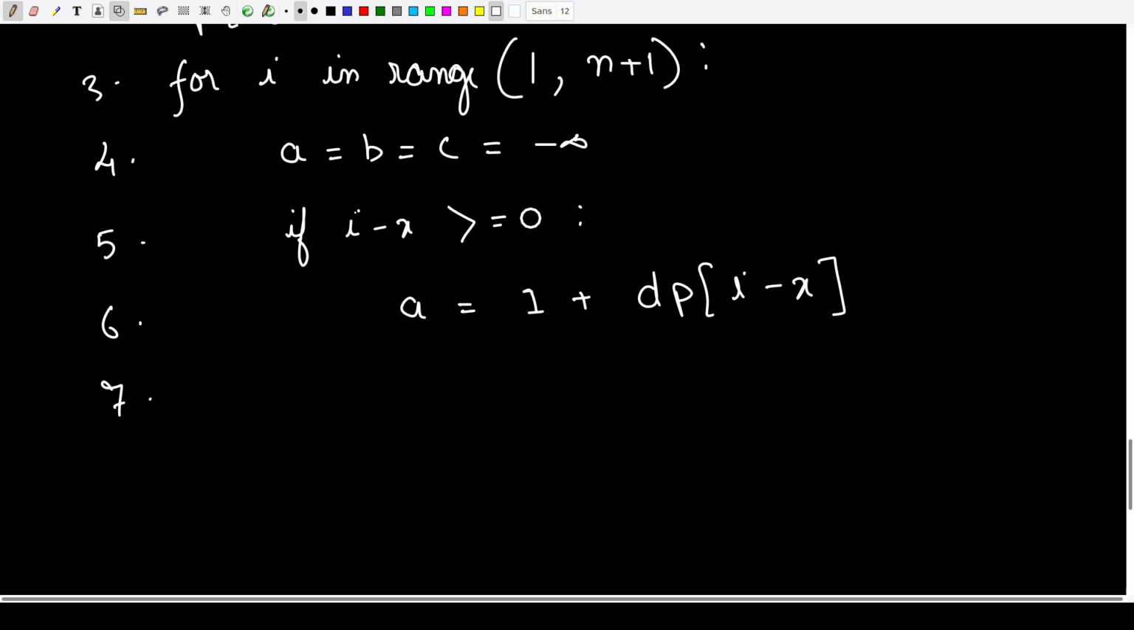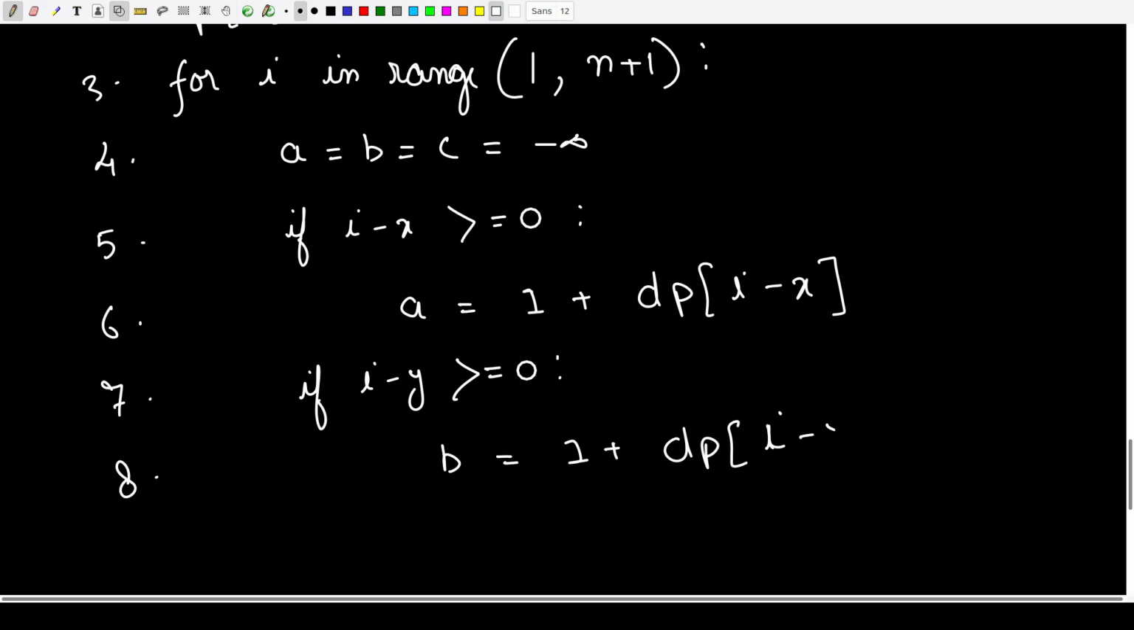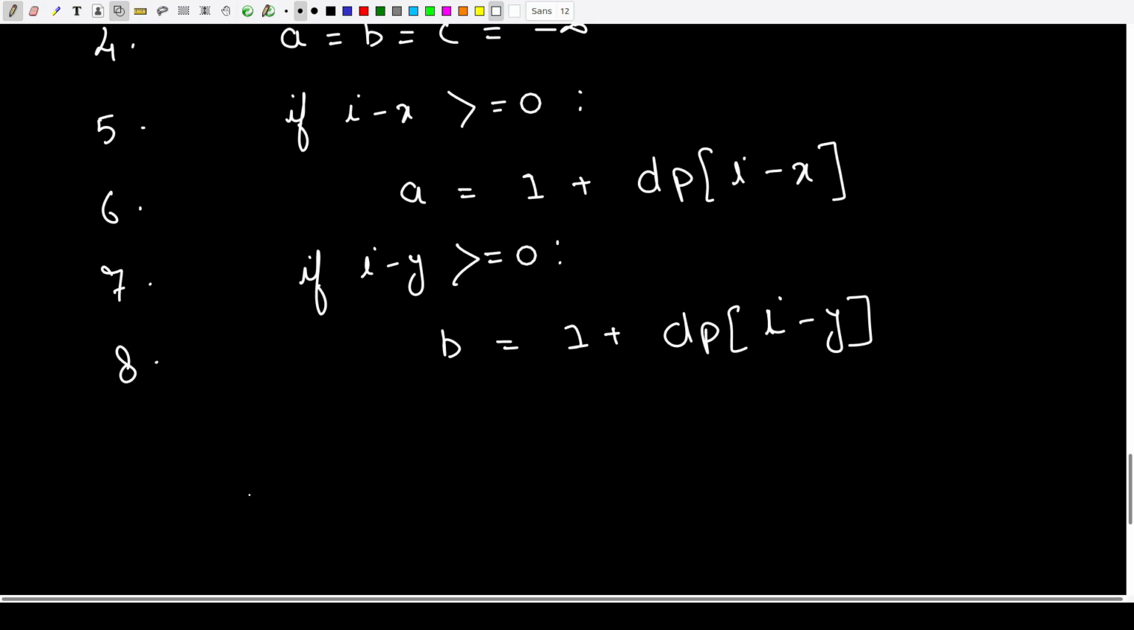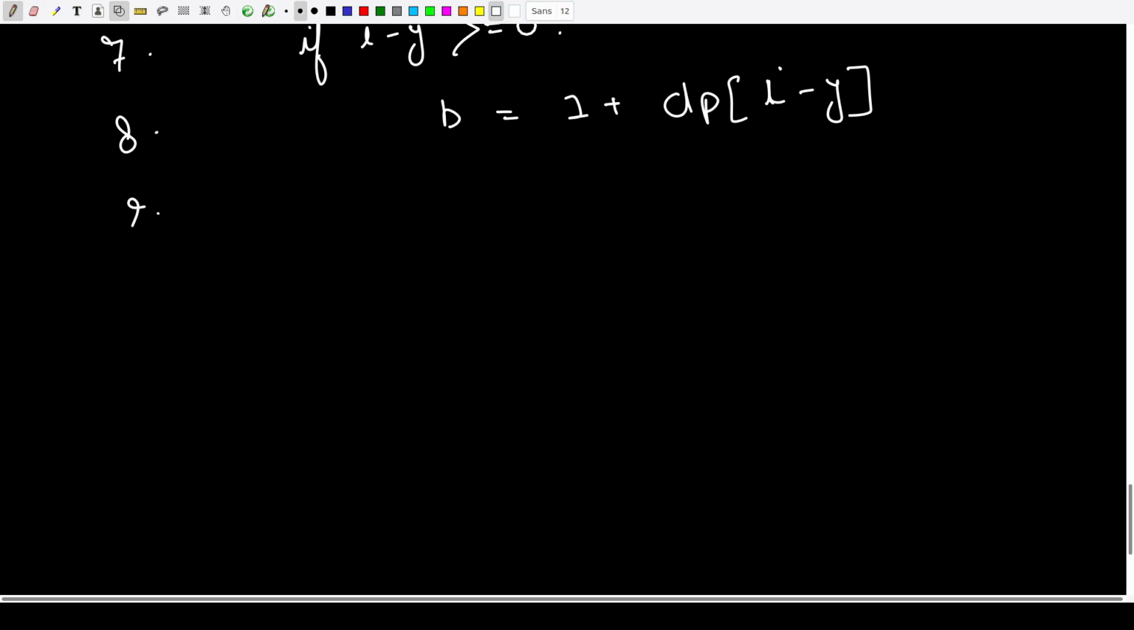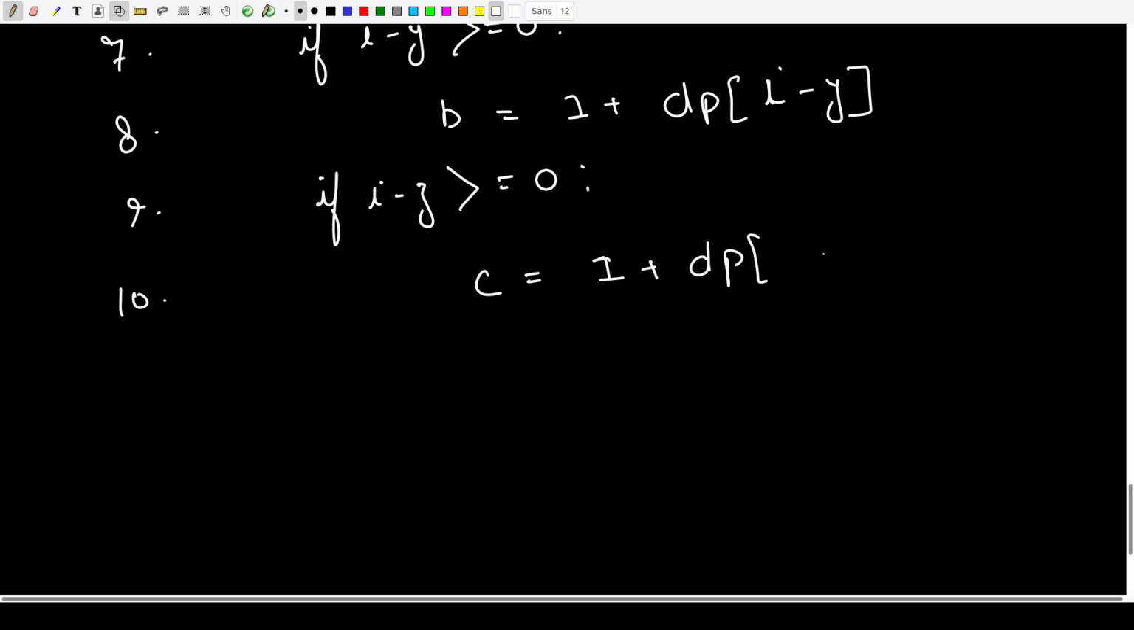And the same thing we are going to do for b and c as well. So if it is possible to make a cut of y, then in such case, the value of b will be equal to 1 plus dp of i minus y. Similarly, if it is possible to make a cut of z, then i minus z will be greater than or equal to 0. In such case, c will be equal to 1 plus dp of i minus z. And in this way, we will be able to find out the values of a, b and c.